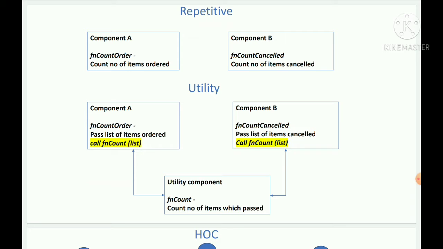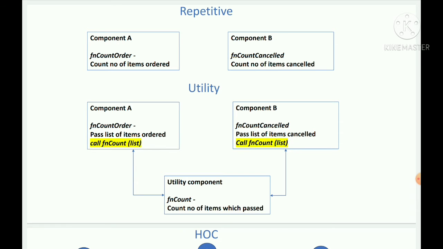To avoid this repetition, earlier we wrote one utility function and kept it under a common name, like fnCount. We pass the list into that count function, which has the logic to count the items in the passed list and returns the list count. From component B we again call the same utility method. This is the traditional approach, implementing utility methods and reusing a particular method wherever we want.